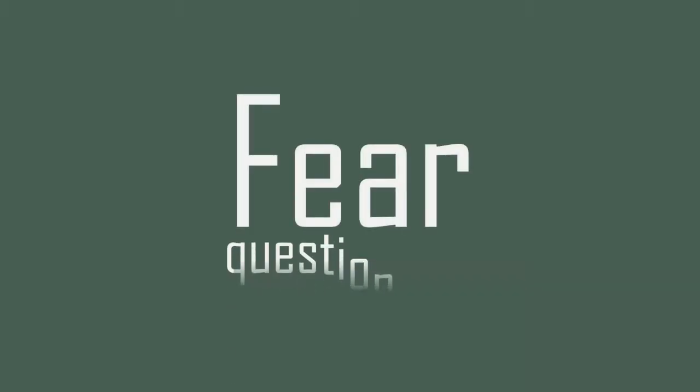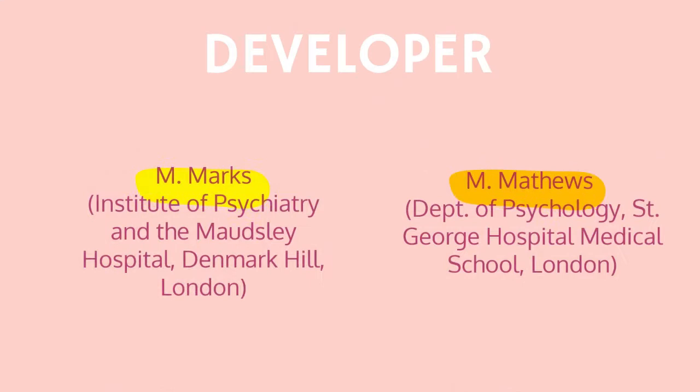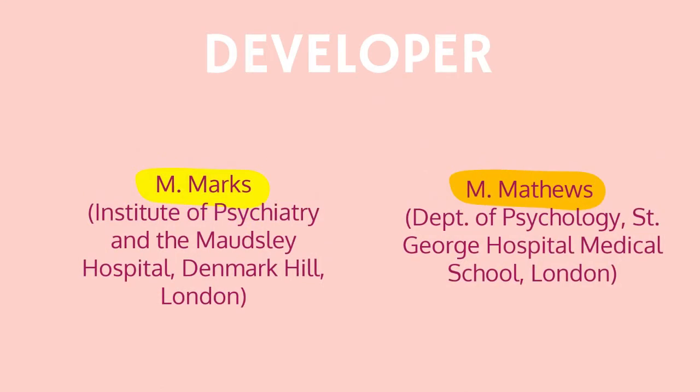Hello everyone. This is Fear Questionnaire. Fear Questionnaire, FQ, was published in 1979, which includes one specific main target phobia, a global phobia rating, and a short questionnaire about the commonest 15 phobias and 5 associated anxiety-depression symptoms found in clinical practice. Developers of Fear Questionnaire are M. Marks and M. Matthew, both a psychiatrist and a psychologist from London.